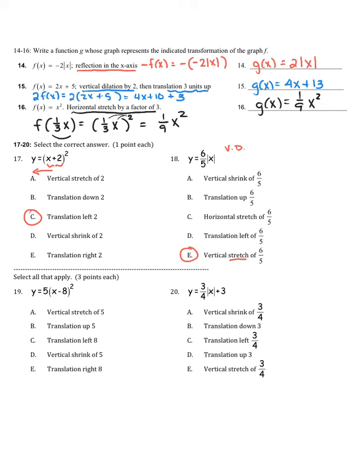Now in 19 and 20, notice there's 2 different dilations, so you're going to have 2 different answers. So this 5 is outside, so it's a vertical stretch by 5. And then the inside, since it's -8, it goes to the right 8 units. So translate right 8 units. And then the last one, we have the 3/4, which is outside. 3/4 is less than 1, so that's a vertical shrink. And then we have the +3, which goes up 3 units. And that should be it. I hope this helped.